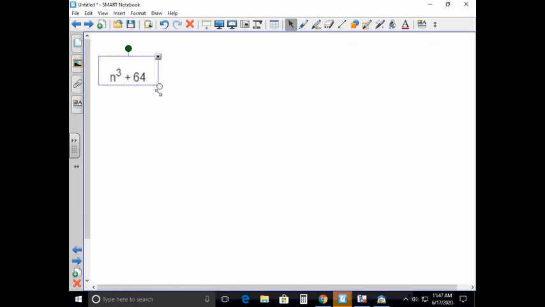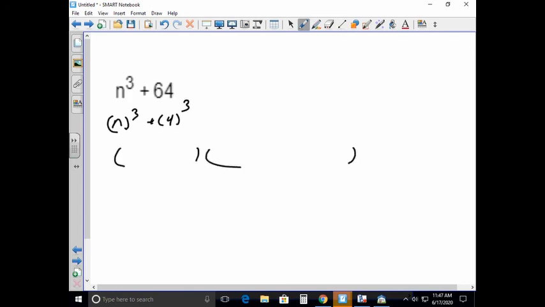Here we have another. This is a sum of cubes. This is n being raised to the third. And 64 again, that's 4 to the third. So we're going to have two parentheses, our first base and our second base, and then for our 3 terms, the n squared, the 4 squared, and then the n times 4. So the first one is just n squared, the next one is 4n, and then 4 squared is 16.